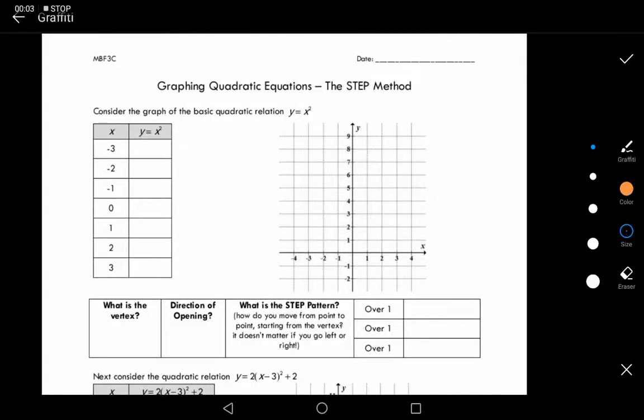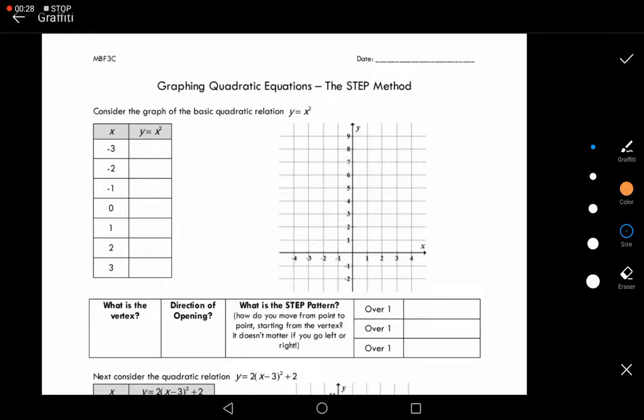This is Unit 2, Lesson 7. So now that we know how each of the different values can affect the transformations on our base graph, we are going to look in this note on how to actually graph those quadratic relations. And the way that we are going to learn to do this is by using something called the step method.